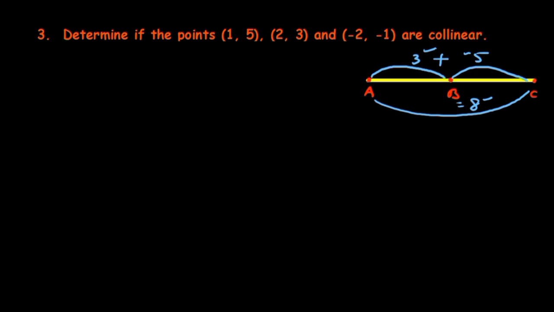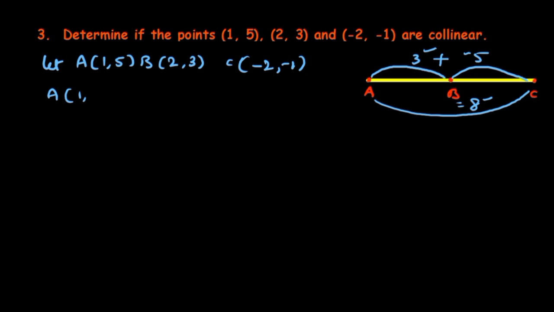So now let us take the given points. Let A be 1, 5, B be 2, 3, and C be minus 2, minus 1. Now I am going to find the distance between AB. So A is 1, 5 and B is 2, 3.